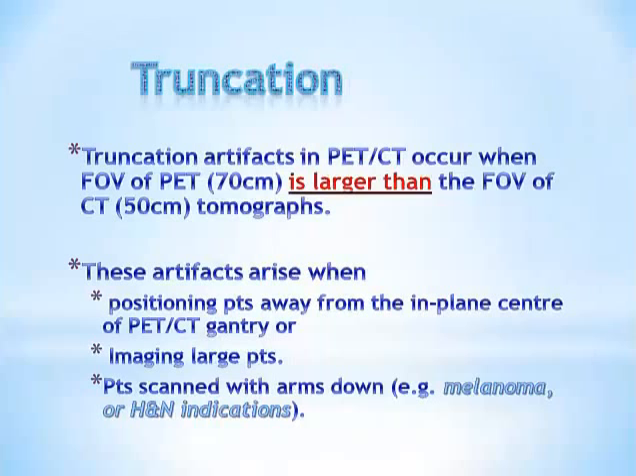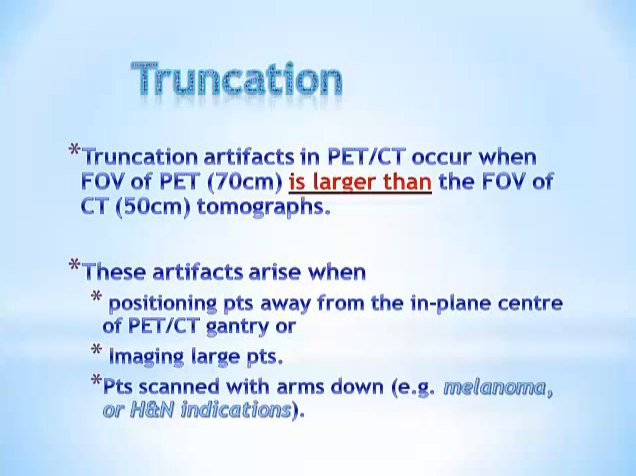Now, for the final artifact, which is the truncation artifact. Truncation artifact in PET-CT occurs when the field of view of PET, 70 centimeters, is larger than the field of view of CT, which is 50 centimeters. In PET scanners, patients are usually imaged with their hands above their heads. But sometimes, in special cases, the patient has to put their hands at their sides, and this is what sometimes causes the truncation artifact.